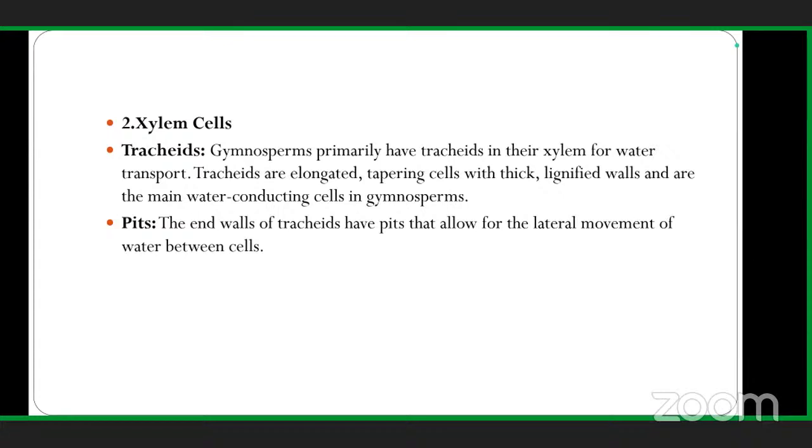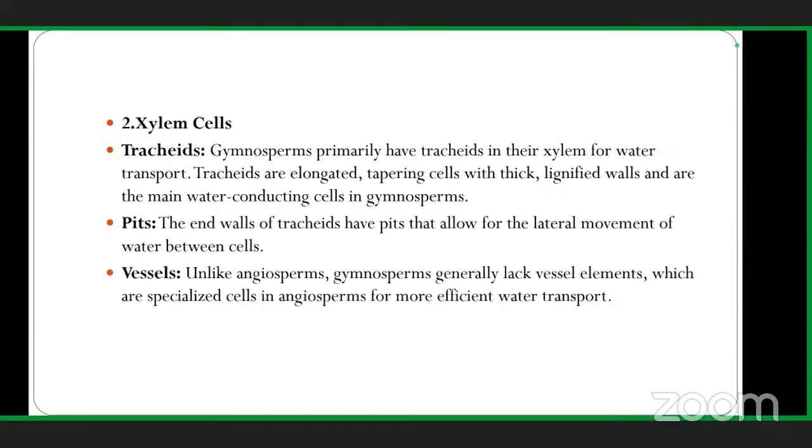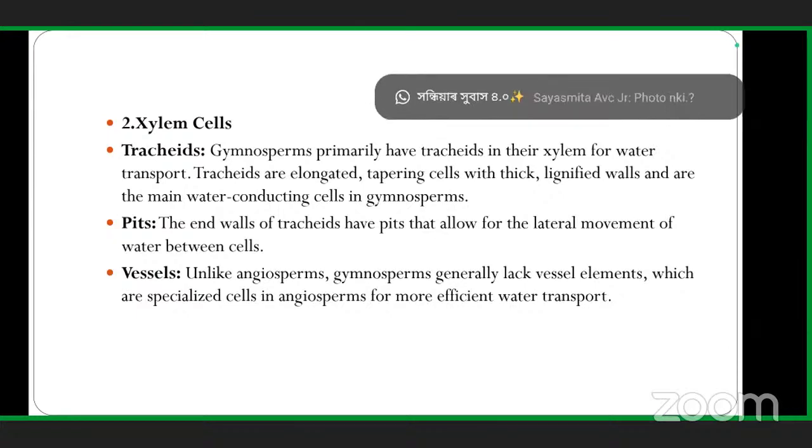So what does a pit do? Suppose there are adjacent cells, so the pit helps to transport water from one cell to another. This is the role of the pits. Next is vessels. Vessels are totally absent in gymnosperms. You will find vessels in the angiosperms. But when you study the classification, yesterday we did it, we have seen that in some groups there is a presence of vessels also.